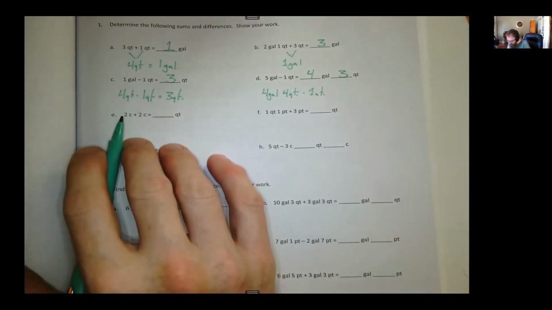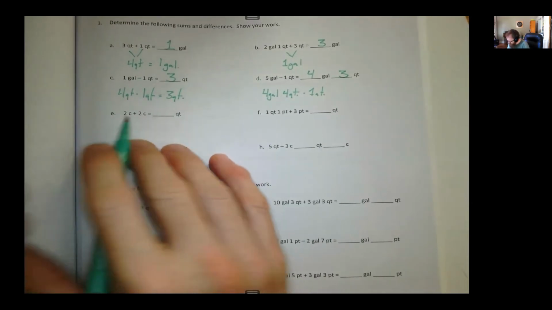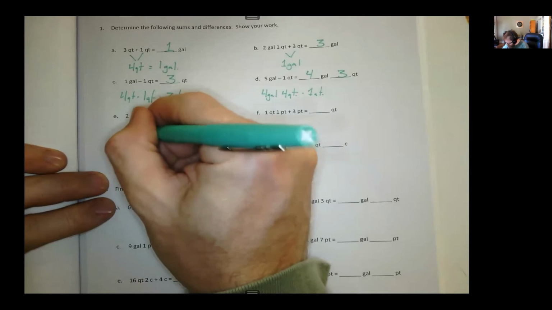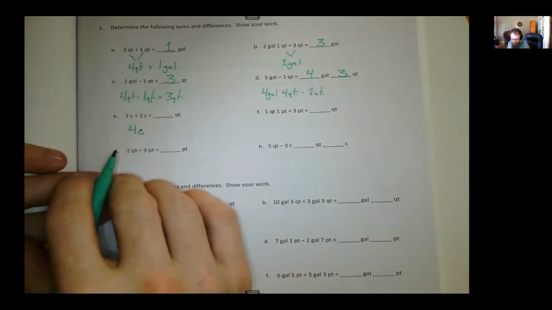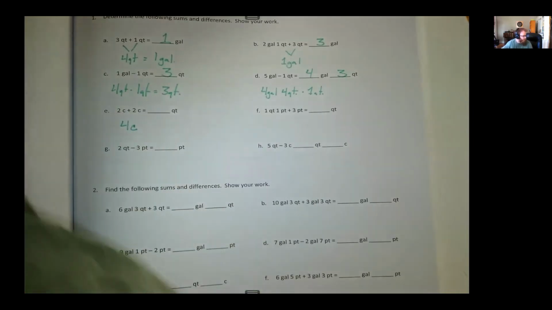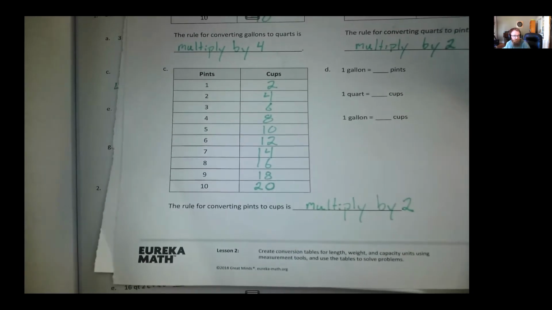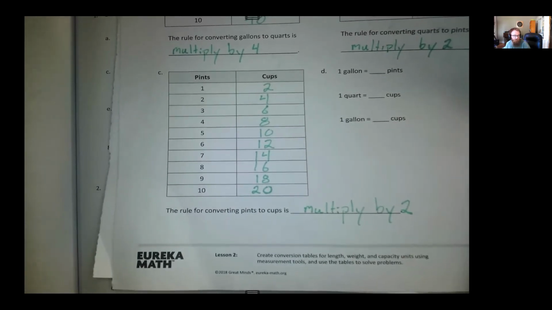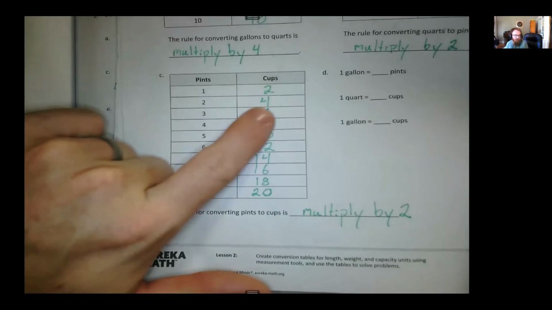Okay, letter E, 2 cups plus 2 cups. That gives us obviously 4 cups. If we have 4 cups, how many pints is that? 4 cups converted to pints. Again, let's use our conversion chart to help us. 4 cups equals how many pints? 4 cups equals 2 pints.